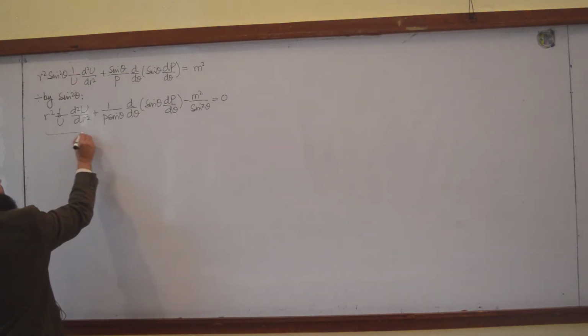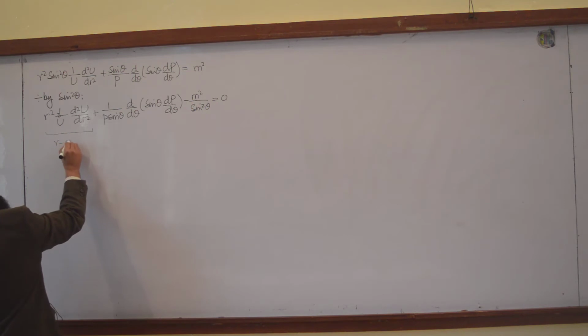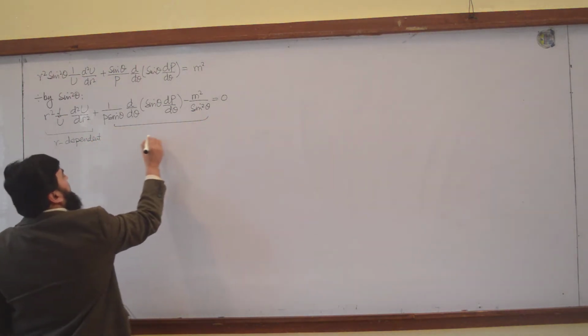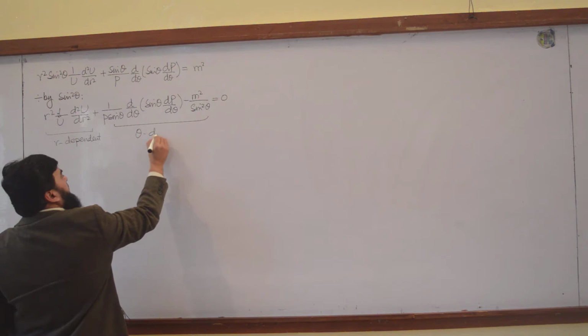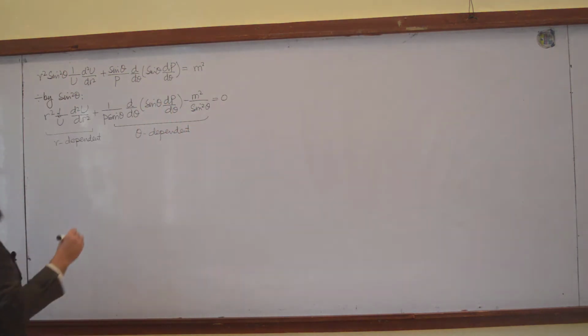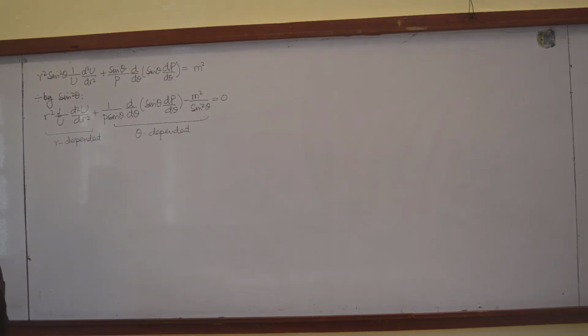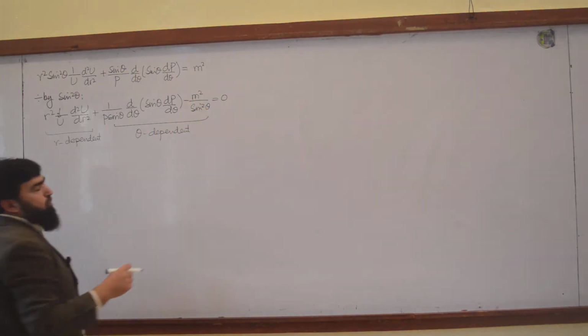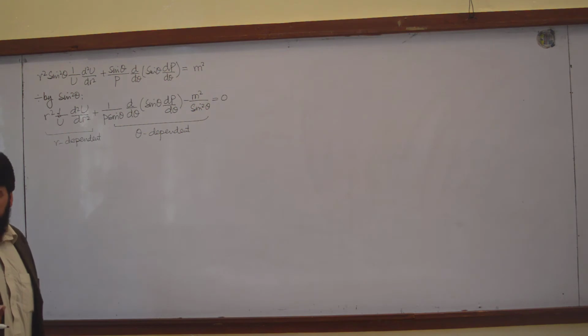This is all the r dependent term, okay? This is all the r dependent term, and this whole term is now theta dependent. But you will have to keep in mind that they are connected with m, and m is then connected with the phi as well. But for the moment we are taking this one as constant, so it's just a number.